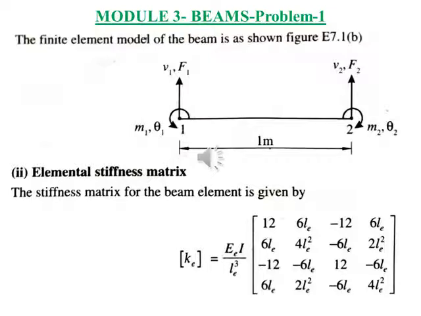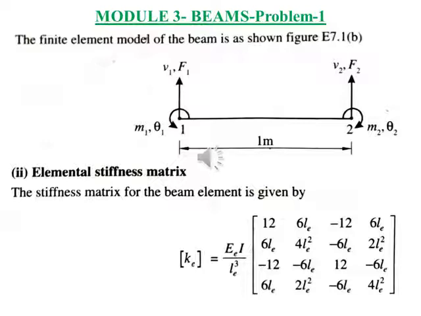So the element stiffness matrix is given by the formula K is equal to E into I divided by L cubed into 12, 6L, minus 12, 6L; 6L, 4L square, minus 6L, 2L square; minus 12, minus 6L, 12, minus 6L; 6L, 2L square, minus 6L, 4L square. So only one element is there, hence the element stiffness matrix itself becomes the global stiffness matrix.